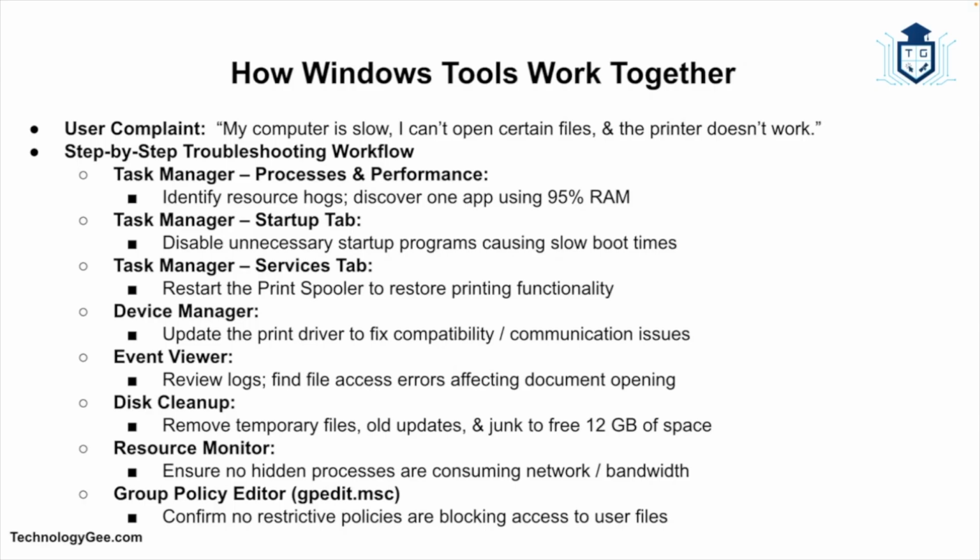You're going to go to your resource monitor and verify that there are no background processes that are still eating up the bandwidth. Then you're going to go to the group policy editor and make sure that no policies are blocking file access. And if you do all of that in less than 1 hour, you can have that PC running smoother, printing papers like a champion, and files that are opening without any errors. It's just that simple, ladies and gentlemen.